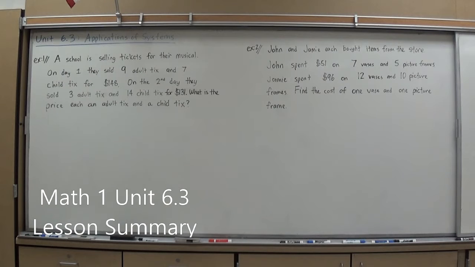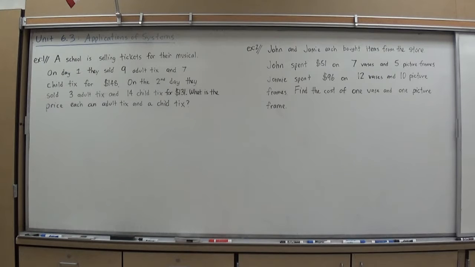So you've seen a lot of different types. There is a large variety in the type of word problems you can solve with applications. But here I just gave you two of the examples that you may see come test time. So a school is selling tickets for their musical. On day one, they sold 9 adult tickets and 7 child tickets for $148. On the second day, they sold 3 adult tickets and 14 child tickets for $131. What is the price each an adult ticket and a child ticket cost?